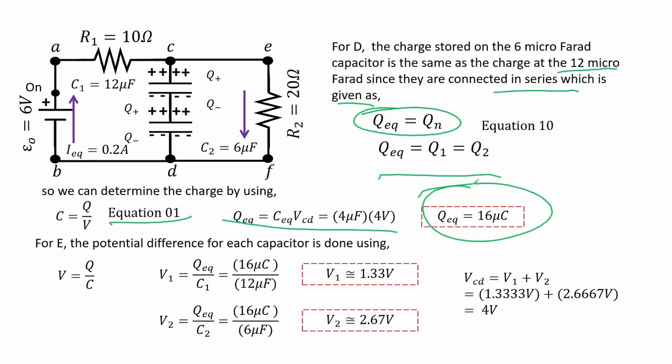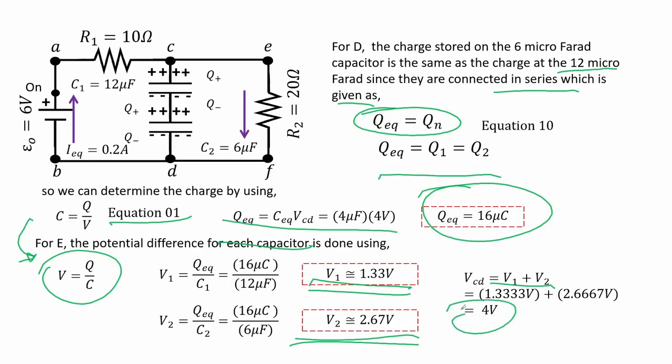For letter E, the potential difference for each capacitor is done using equation 1. We then manipulate the equation to accommodate the condition for capacitors connected in series, which is dependent on the capacitance value. For capacitor 1 we see that it is about 1.33 volts and for capacitor 2 it is about 2.67 volts. When we sum these two voltages, it gives us 4 volts, which is equal to the voltage across points C and D which we have solved earlier.